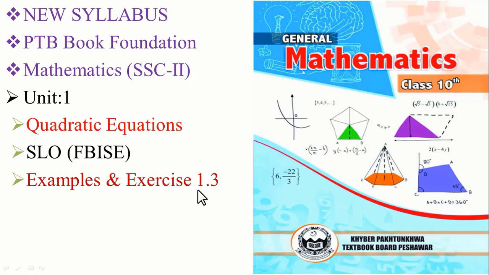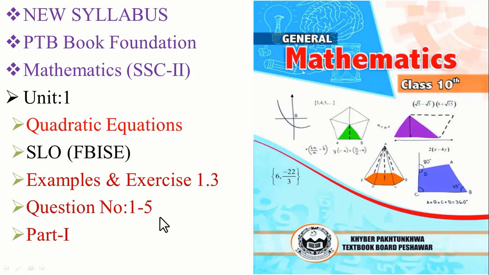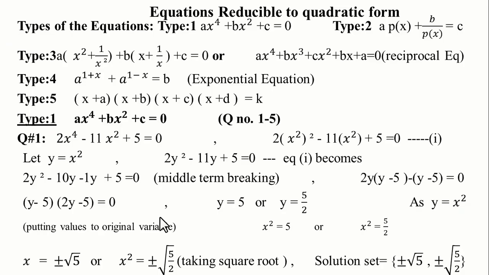Example and Exercise 1.3, questions number 1 to 5 in part 1. Remaining questions in the next part. So let's start today's lesson on equations reducible to quadratic form. First of all, in Exercise 1.3, we will discuss the types of equation. Here there are 5 types of equation.